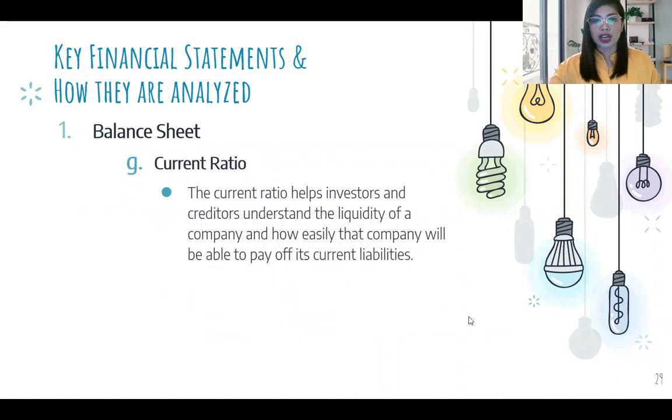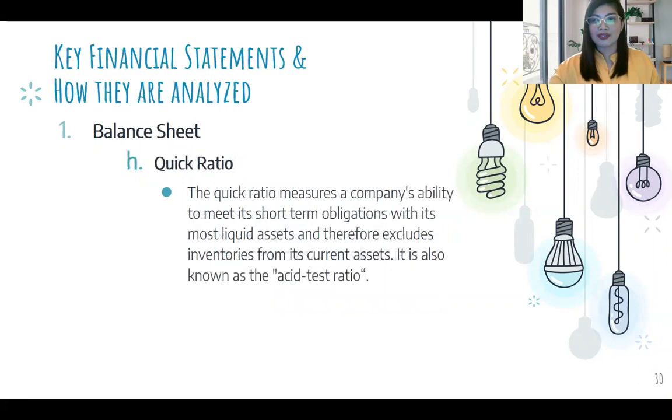Next, we have the current ratio. The current ratio helps investors and creditors to understand the liquidity of a company and how easily the company will be able to pay off its current liabilities. And then we have the quick ratio. The quick ratio measures a company's ability to meet its short-term obligations with its most liquid assets and therefore excludes inventories from its current assets. It is also known as the acid test ratio.